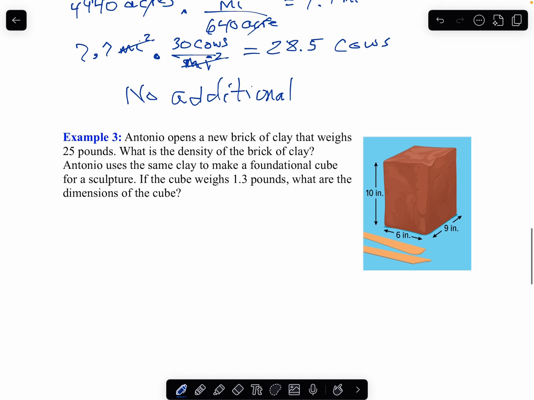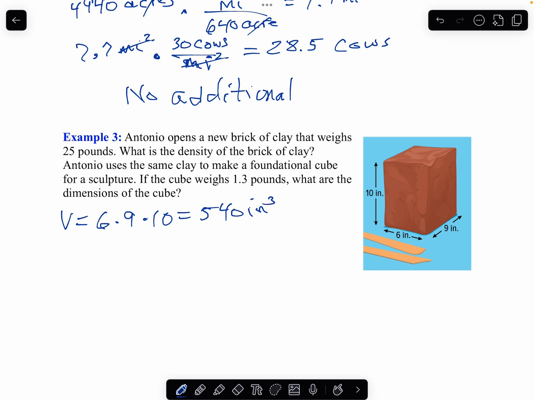Okay, in example 3, we're going to go back to density. Everything was density, but this one is a little bit more straightforward. Antonio makes a new brick of clay that weighs 25 pounds. There's our weight, isn't it? What's the density? So I better find the volume. It is a rectangular prism, so I take 6 times 9, the area of my base, times 10, my height. That gives about 540 cubic inches.